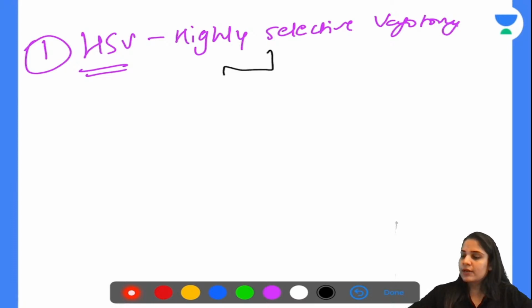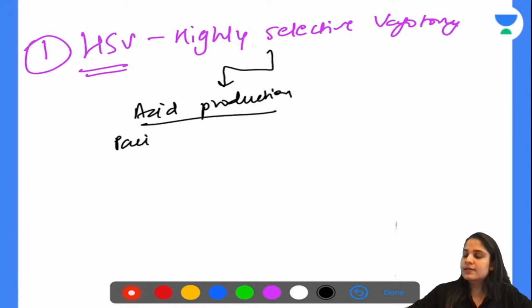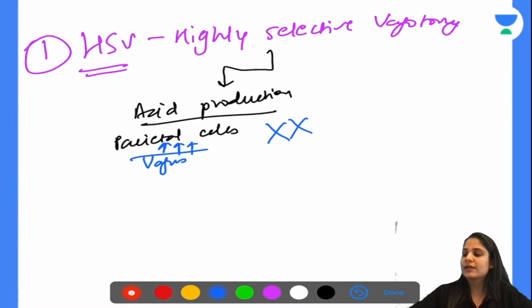So I told you what are my two problems. Acid production. Acid production is done by parietal cells, correct? So the part of the vagus, the fibers of the vagus that are supplying the parietal cells, I will cut them out.